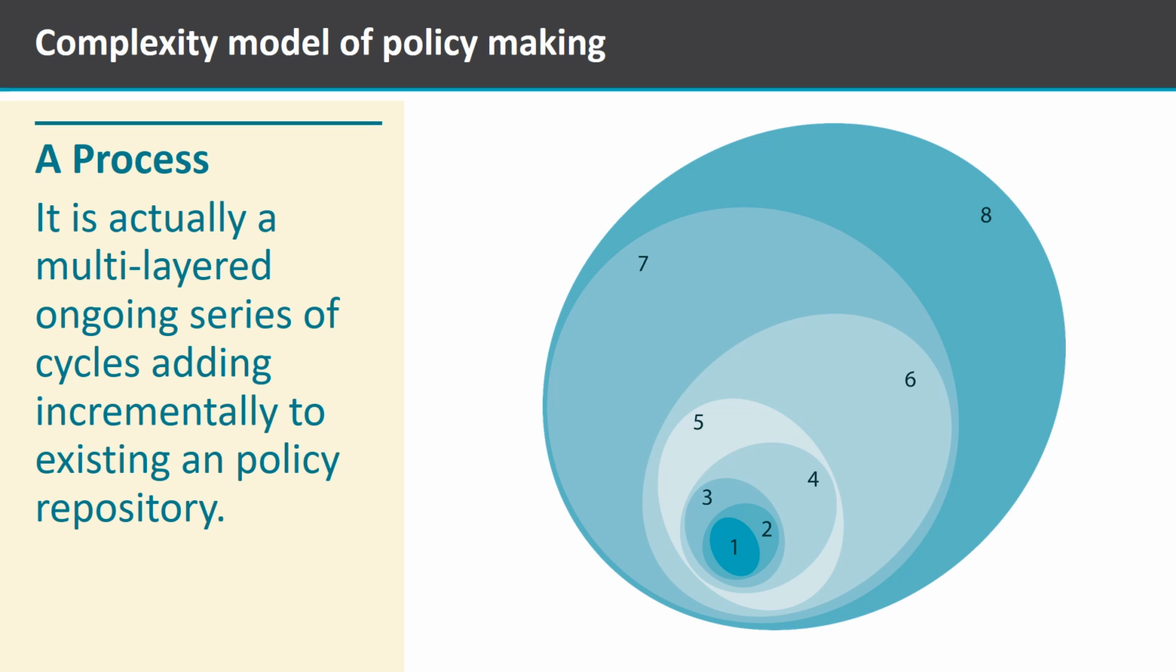So policy making is actually a multi-layered, ongoing series of cycles, adding incrementally to existing policy, as if we were building up a repository over time. We've tried to present this in a graphic where you'll see it growing out from the center, but it's not the center as in the middle. It's the center in one place and it moves out in different directions, layering one on the other as it expands and develops. In that process, some parts are dropped and some parts are picked up over and over again. This is the reality of stakeholder engagement and process in policy making.